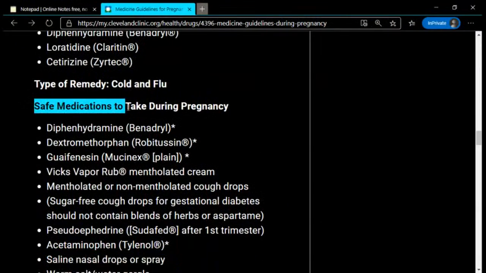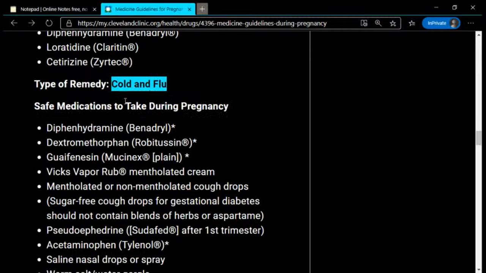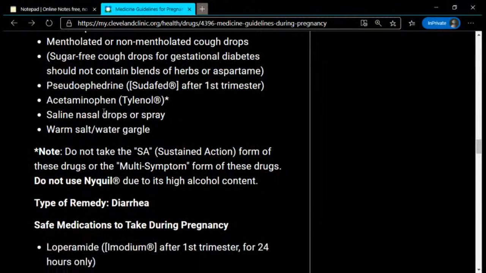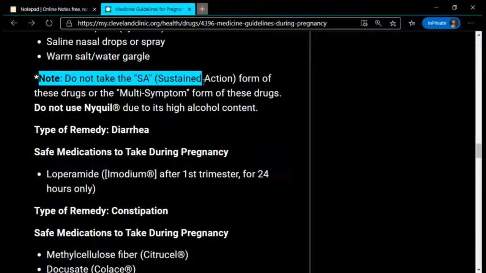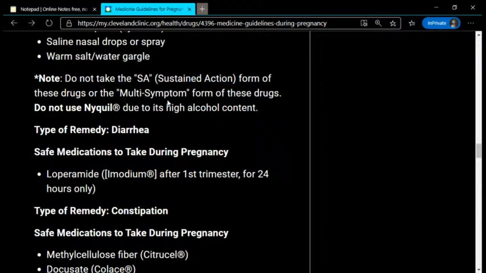These are all medications that are safe during pregnancy to take for the pregnant woman, and they are essential for treating the cold and flu. There is a note: do not take the sustained action form of these drugs or multi-symptoms form of these drugs. Do not use Nyquil due to its high alcohol content.